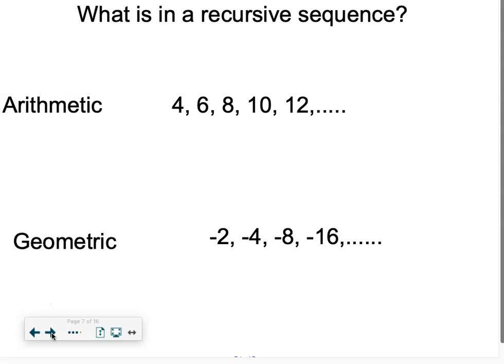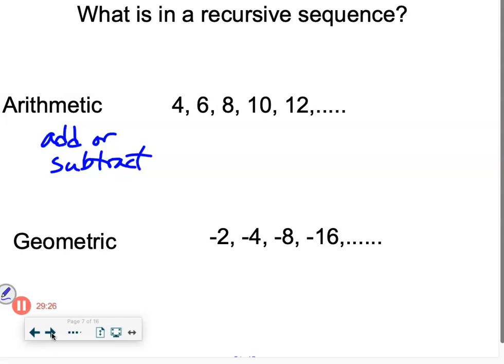How do you go from one term to the next? You add. Does everyone agree? All right. So with arithmetic sequences, you're going to add or subtract. Really, we always call it adding. You either add a positive or add a negative, but you can think add or subtract.